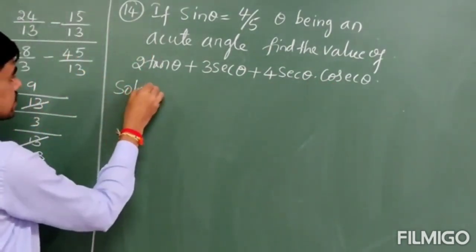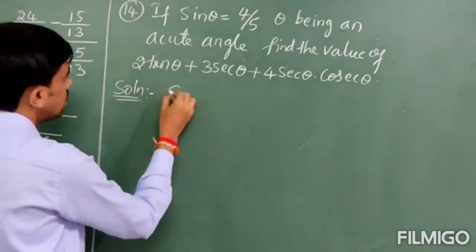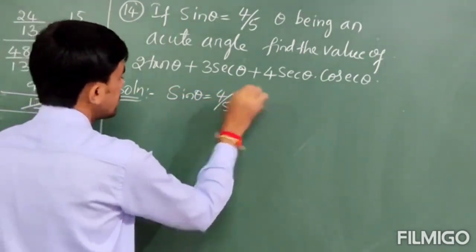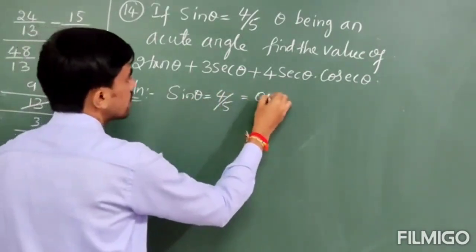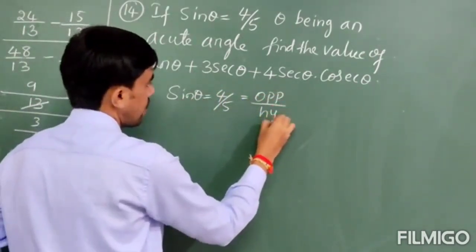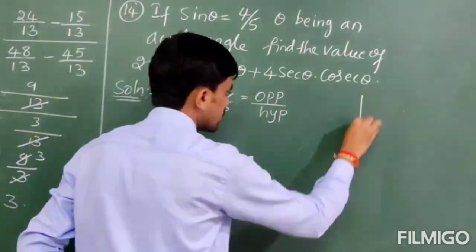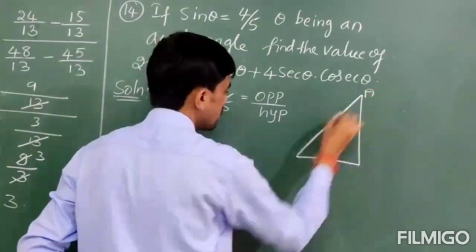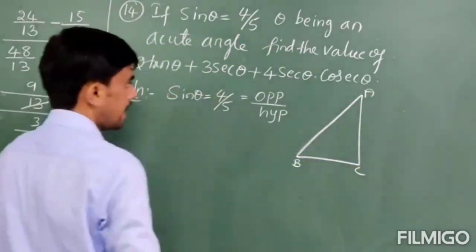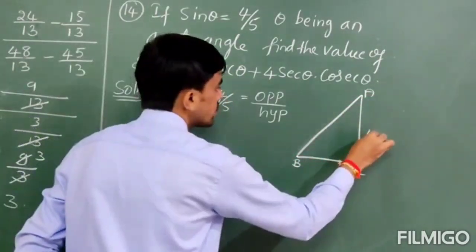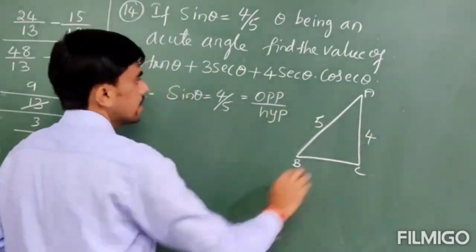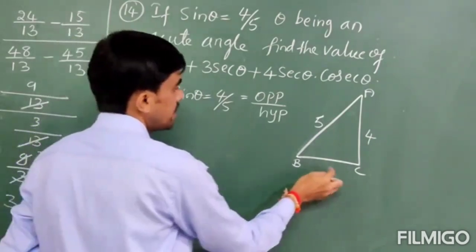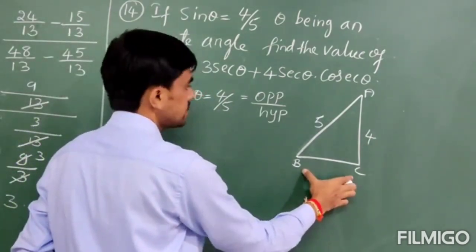So for this, the solution is given that sin theta is equal to 4 by 5. Sin theta means opposite by hypotenuse. For this also we have to take a right angle triangle ABC. Sin theta is opposite by hypotenuse. Here AC is 4, AB is 5. So this BC we have to find, that is the adjacent side.